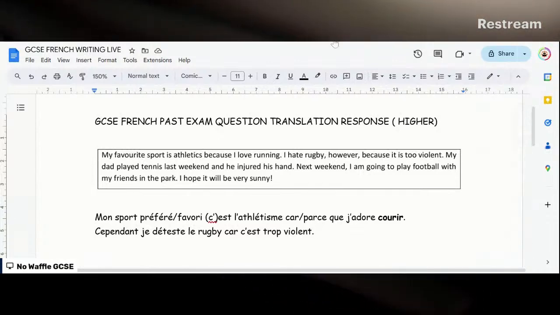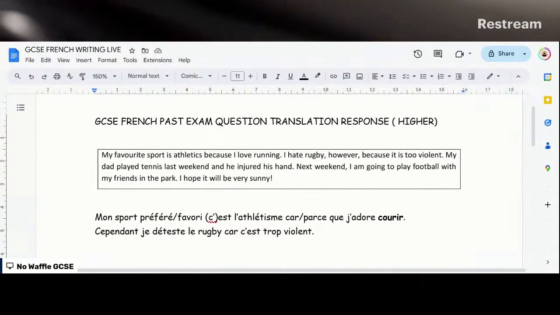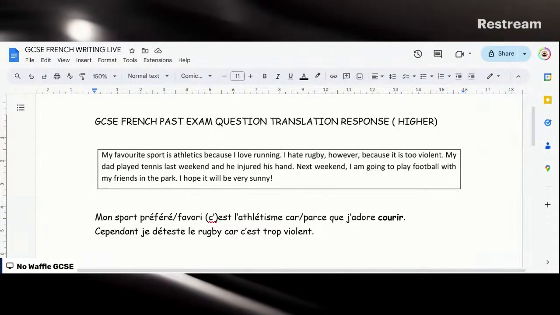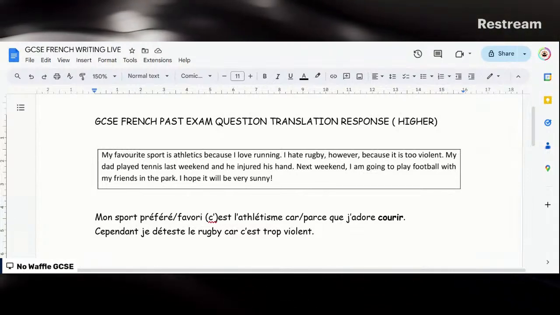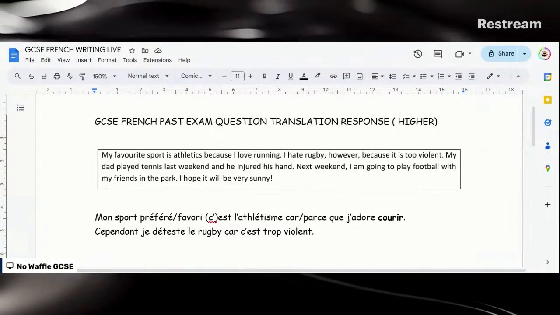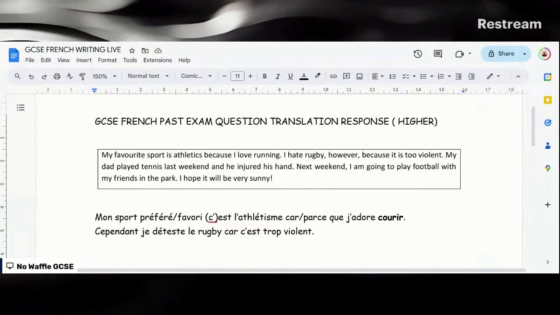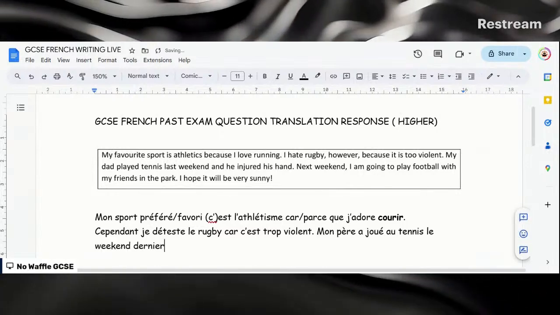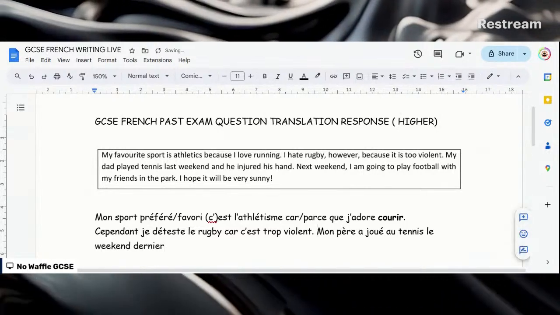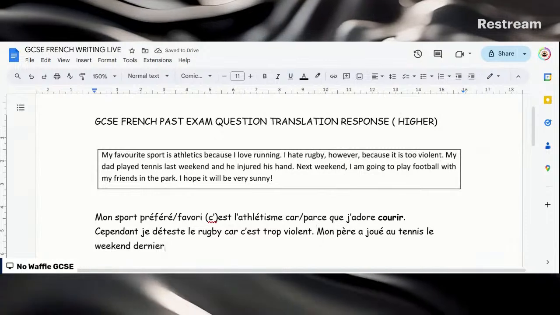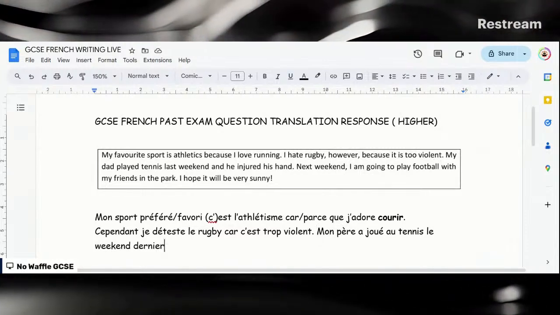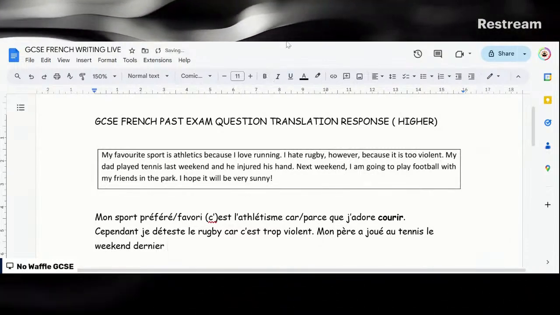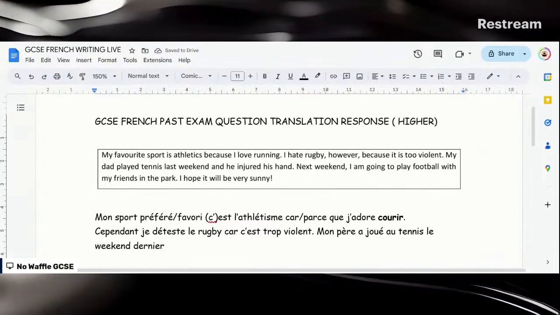Because it's very violent. My dad played tennis last week. So mon père, and hopefully you know which way the accent goes for père. He played, so a joué au tennis le week-end dernier. And he injured his hand. So this is a hard one to say. How do you say he injured his hand?